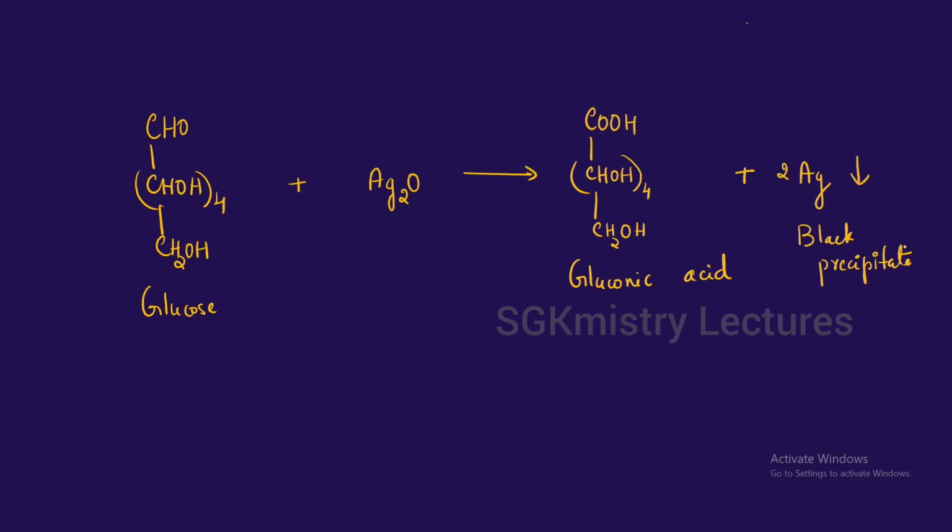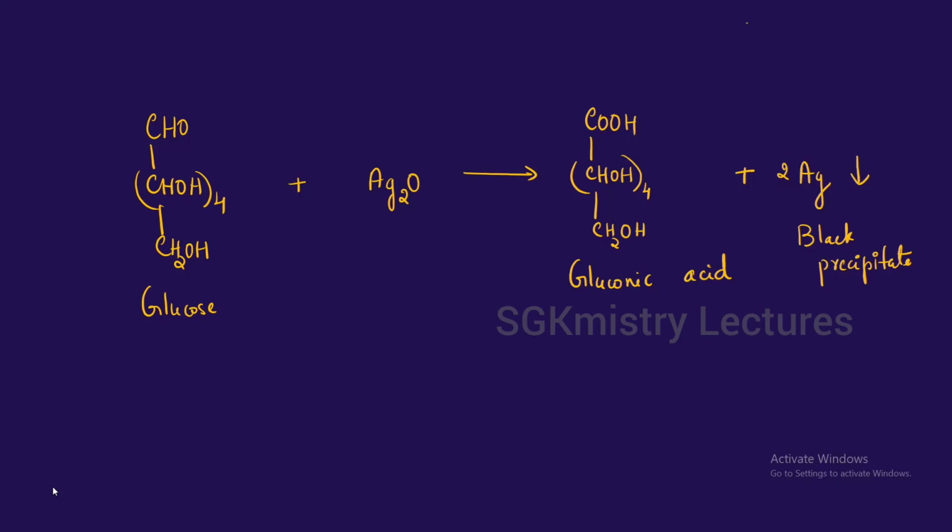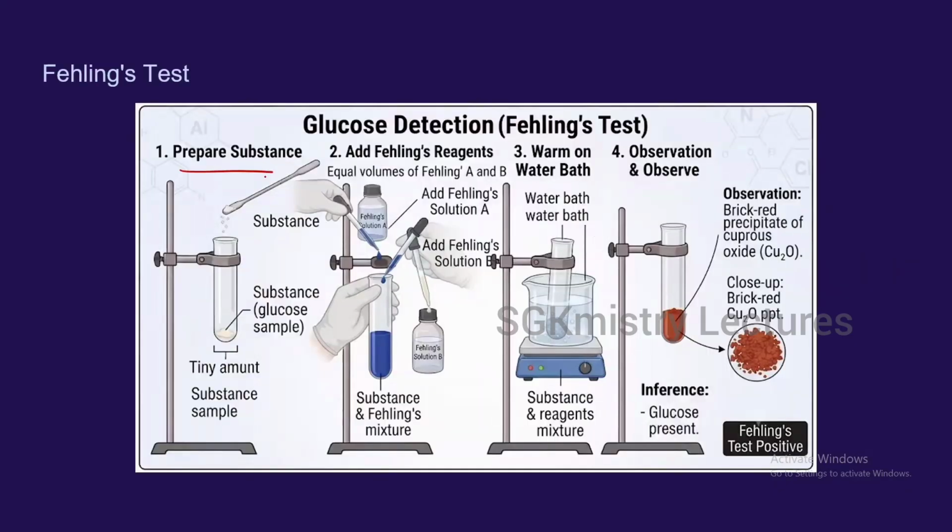From this, we can easily say that glucose is undergoing oxidation to gluconic acid and the Tollens reagent is reduced to silver. Because of this, you see either the silver mirror or the black precipitate. Once you observe this black precipitate or the silver mirror, it is confirmed that glucose is the given compound. So let us look into the other test you need to perform to confirm the presence of glucose. So we go for Fehling's test.